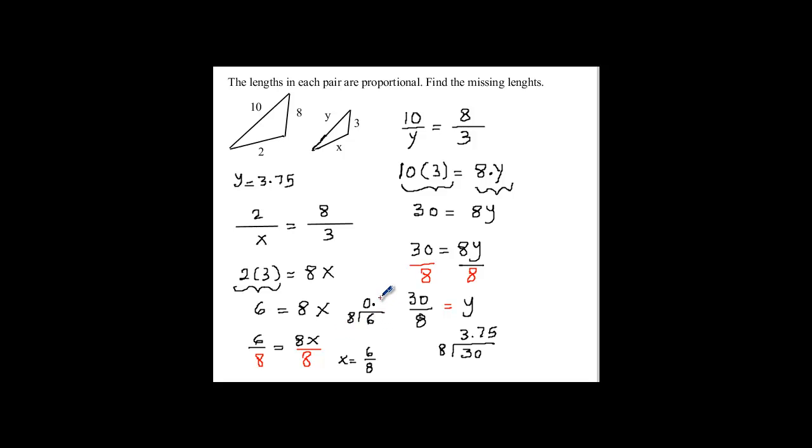You get 0.75. Very good, 0.75. So we find x equal to 0.75. So this is how you set up a proportion and you solve for a missing part.